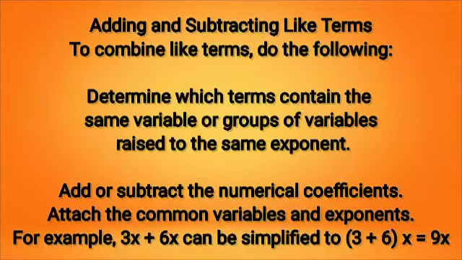To combine like terms, do the following. Determine which terms contain the same variable or groups of variables raised to the same exponent. Add or subtract the numerical coefficients. Then attach the common variables and exponents. For example, 3x plus 6x can be simplified to (3 plus 6) multiplied by x, that equals 9x.